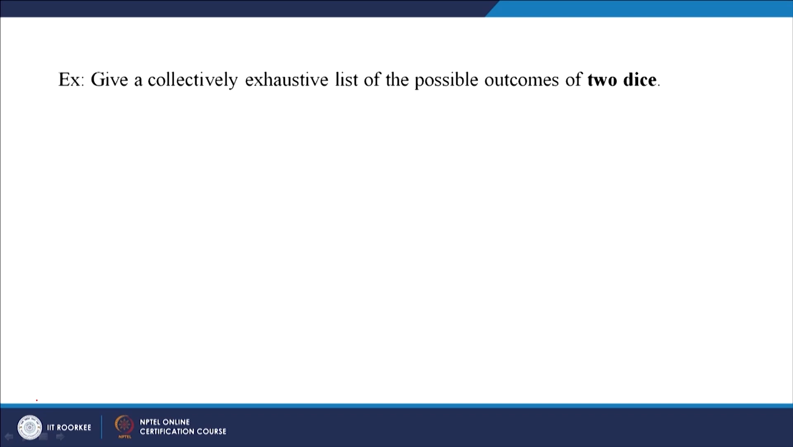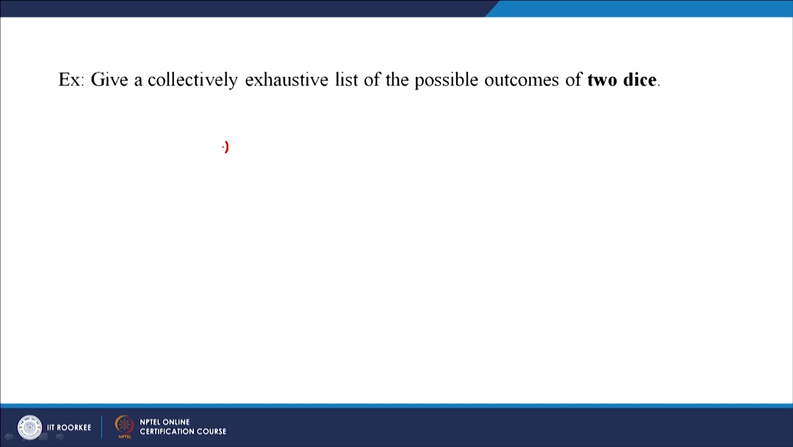So, let us look at this question. You have to prepare a collectively exhaustive list of the possible outcomes of two dice. Just think for a while and try to answer this question. So, you are throwing two dice at the same time and you have to find out what are the possible outcomes. Okay. So, the possible outcome, let us say it would be on first die and let us say this is second die, right. So, first die, second die.